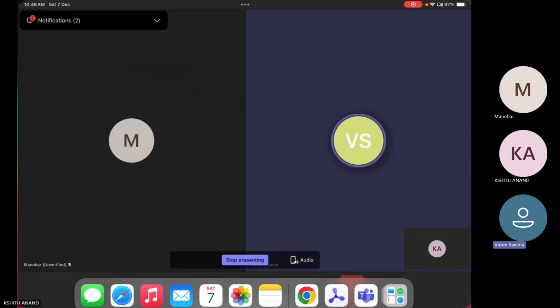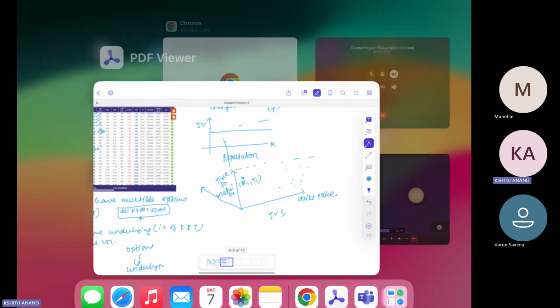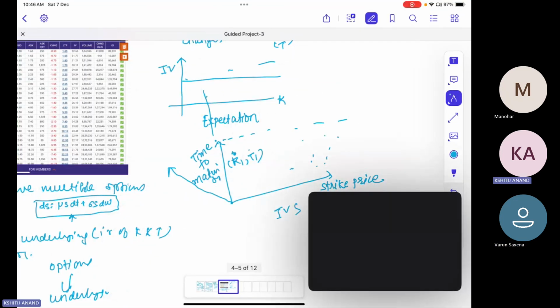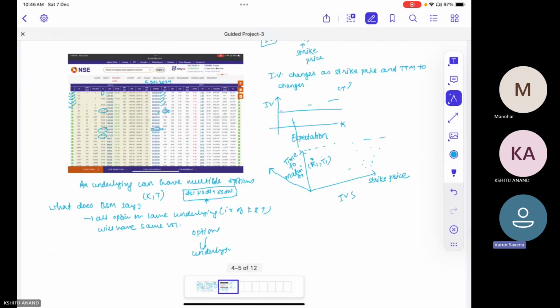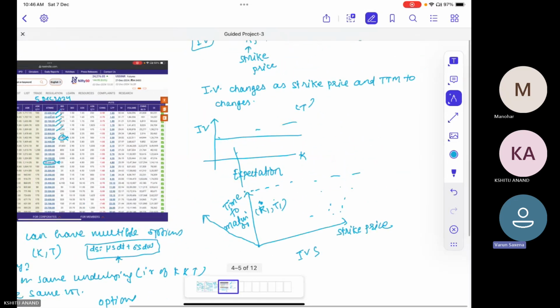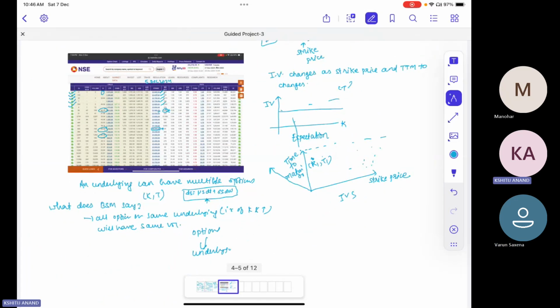Hey, Kshitij, you're talking, you're not audible. No, no, I was not talking. So now I will start. That icon was blinking, so I thought you were talking, but you're not audible. So now I guess you can see the screen now, right? Yes, yes, I can see it.